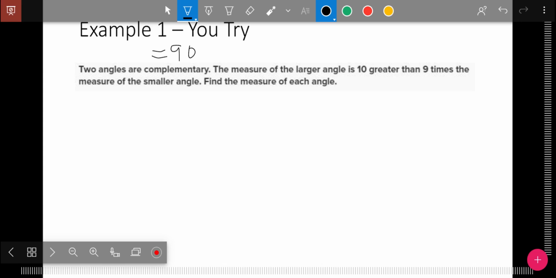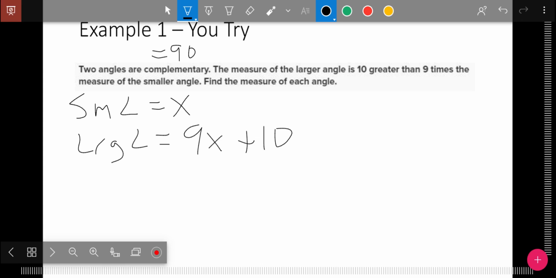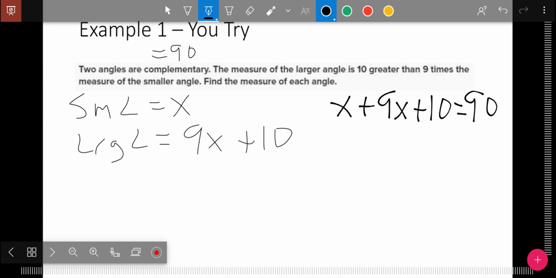It says the larger is 10 greater than 9 times the measure of the smaller angle. And so, again, the small angle, I don't know. The large angle is 9 times x plus 10 or greater. 10 greater is plus 10. Again, if you had 10 plus 9x, that would be just as good. Now I need to add those up. Set it equal to 90 because it said complementary.